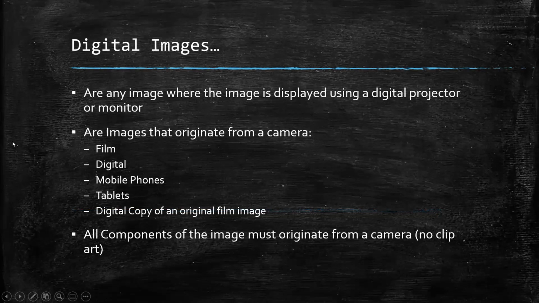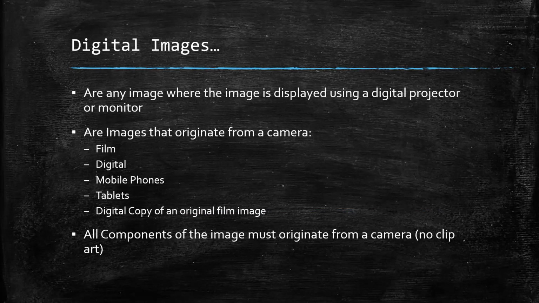So first off, we need to define what a digital image is, and it's any image where the image is displayed using a projector or a monitor in terms of our competition. So it can either be on an overhead projector or the judges can look at it on a computer screen. And the images have to originate from a camera.